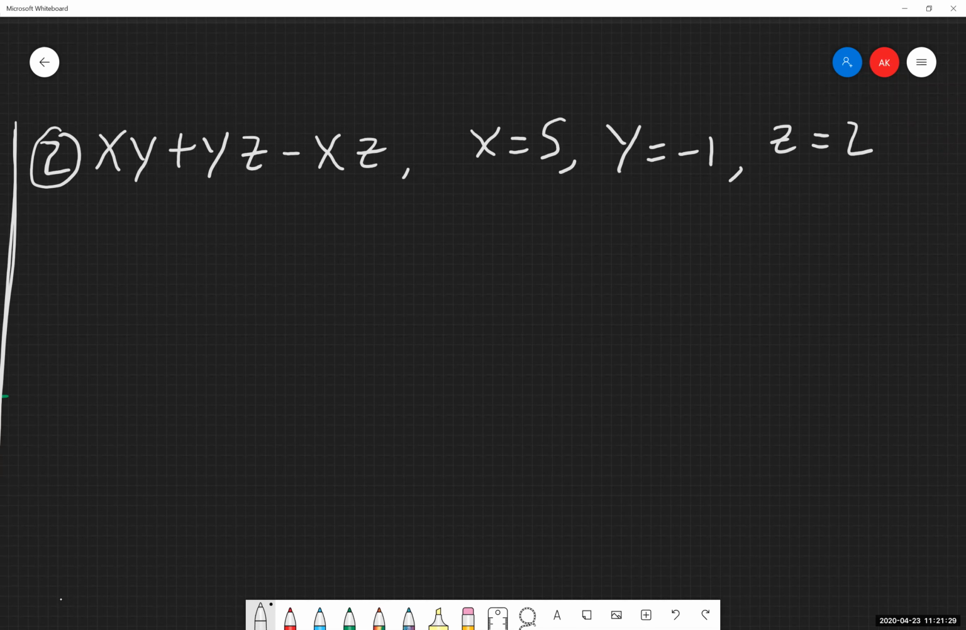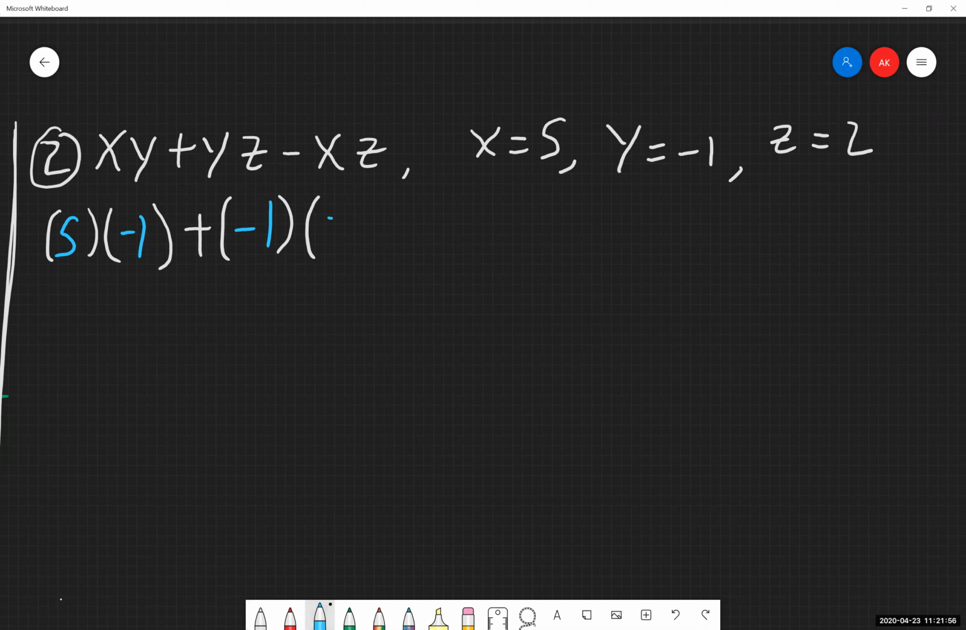So wherever I see an x, I'm going to put in 5. Wherever I see a y, I'm putting in -1. And wherever I see a z, I'm putting in 2. So all I'm doing is just rewriting. And again, when you are doing this, use parentheses. Cannot emphasize that enough. You guys are hopefully going to be sick of me saying that by the end of this lecture. And if that is the case, I've done my job.